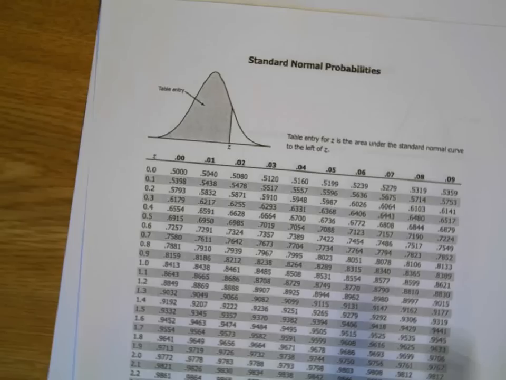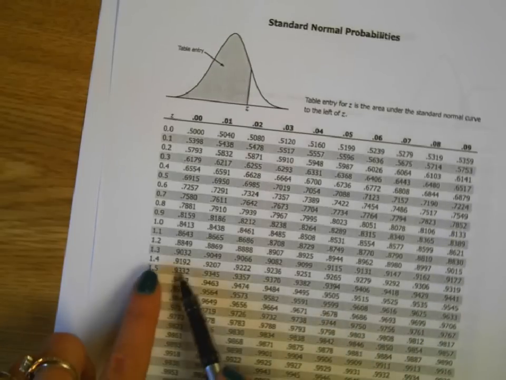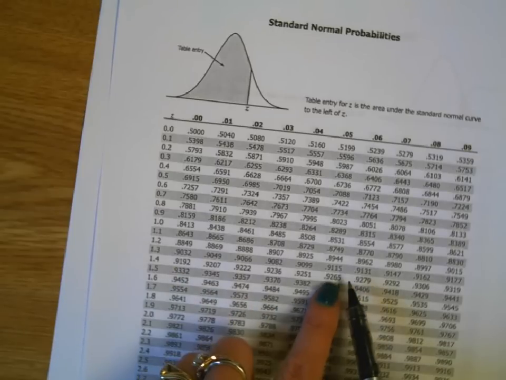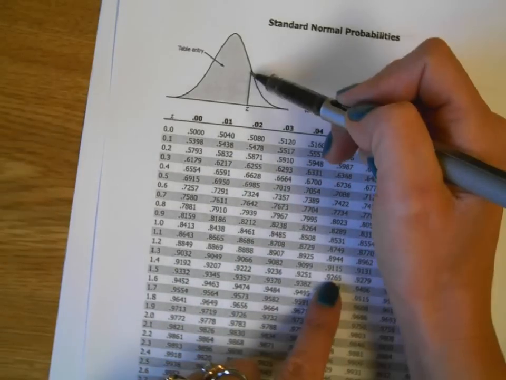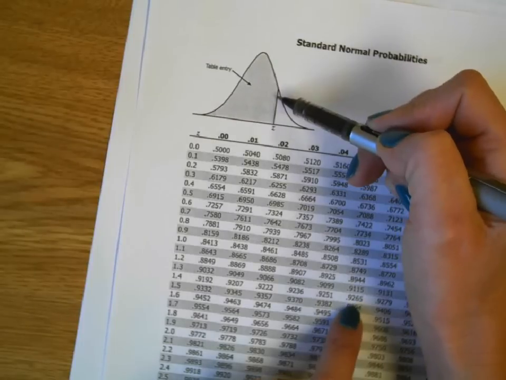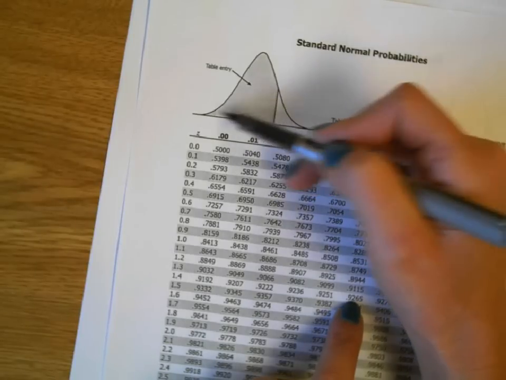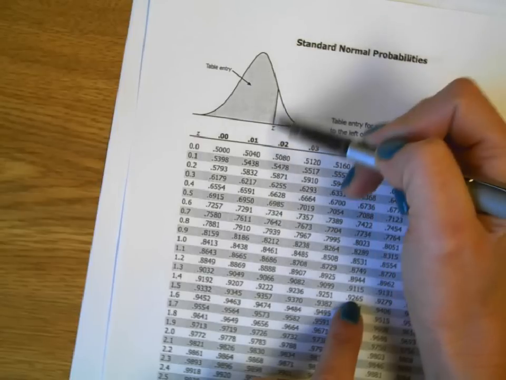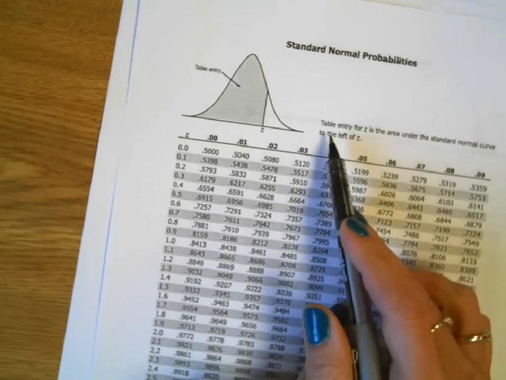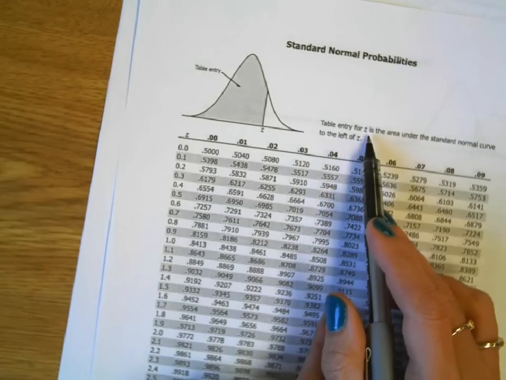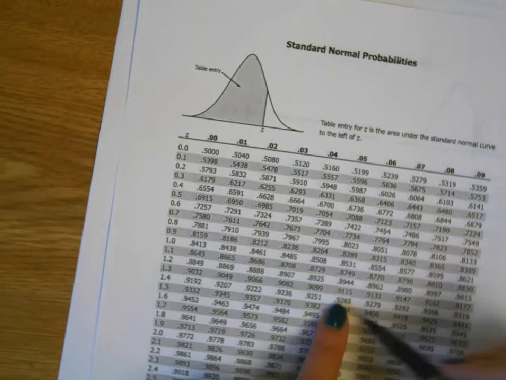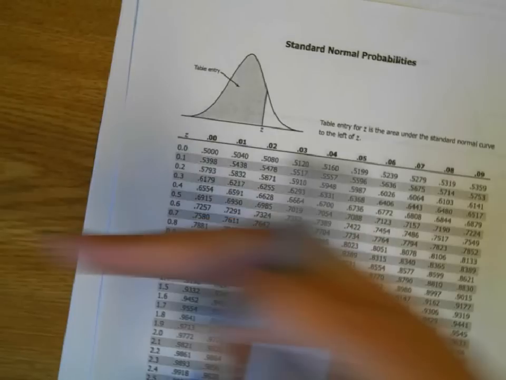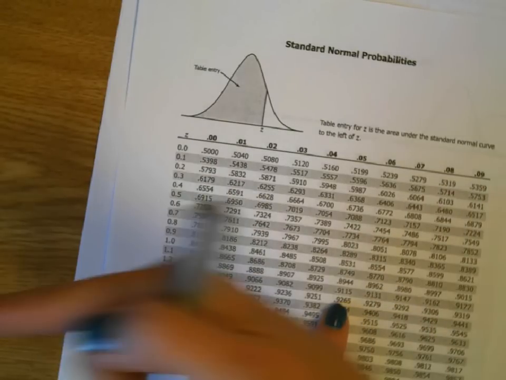Now, what this number is telling me, let me go back to my 1.45 that I had. This 0.9265, that's telling me if I was at a z-score of 1.45, say it was right here, this 0.9265 is the area behind me. It's how much of the graph is behind you. So that's why they have it shaded to the left. So the table entry for z, that means every single one of these numbers, is the area under the curve to the left. So think behind.